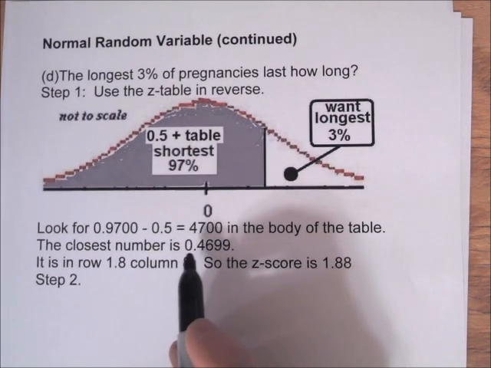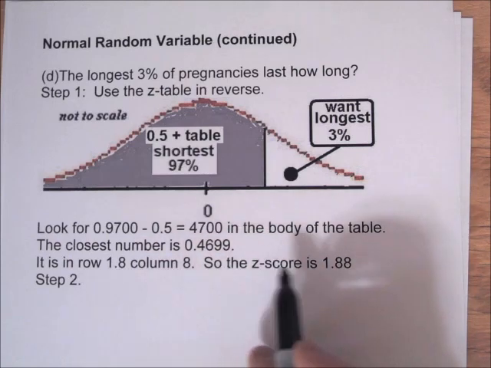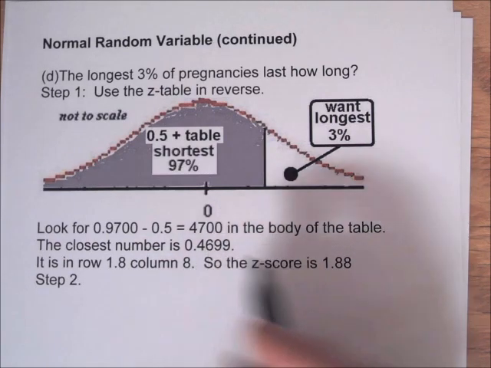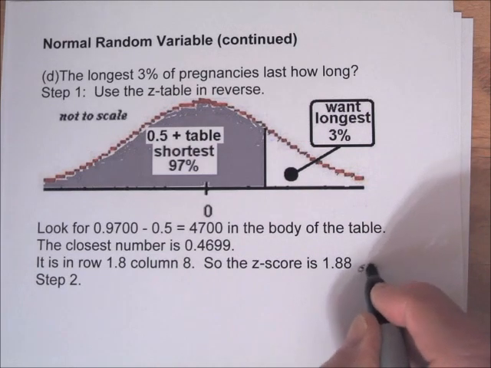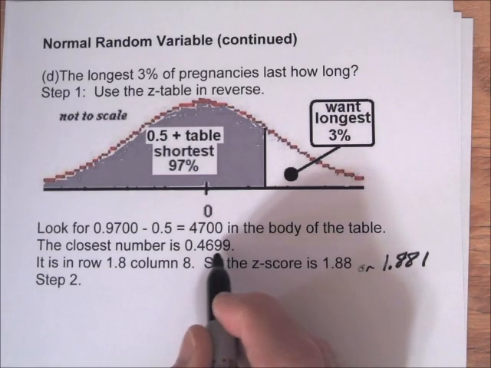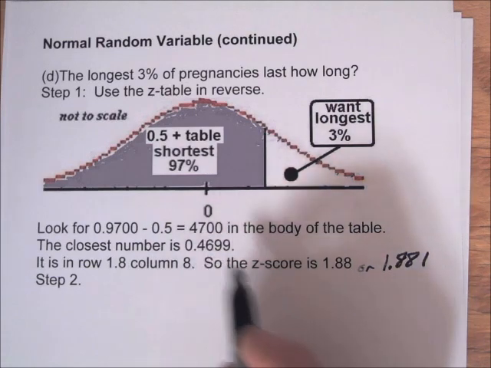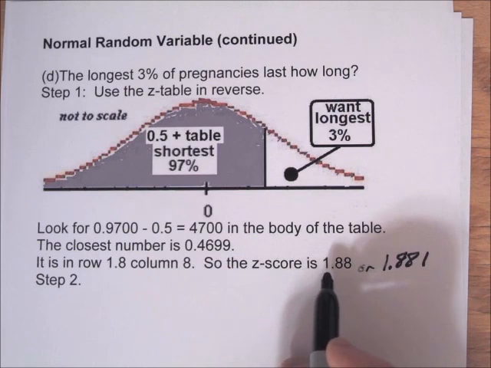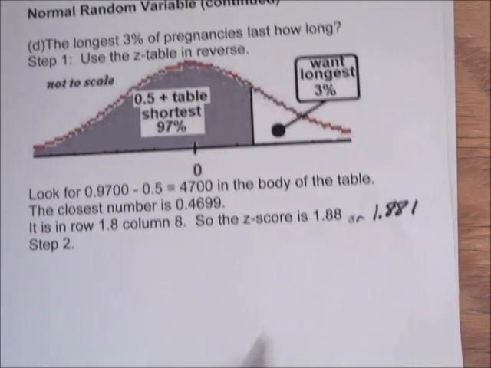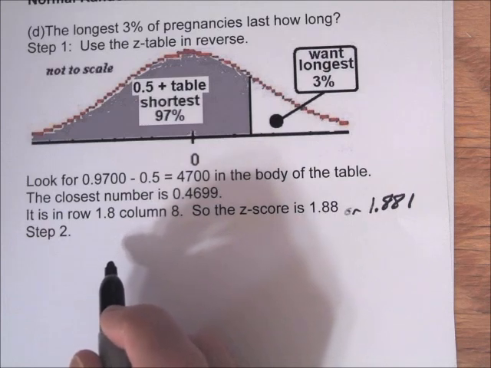The closest probability is 0.4699. It's in row 1.8, column 8. So the z-score is about 1.88. You could maybe guesstimate 1.881 because this 0.4699 is a little bit lower than the 0.4700, so maybe it's actually a little bit above 1.88, but you could use 1.88 or 1.881. And then we want to find the x score that goes with that.